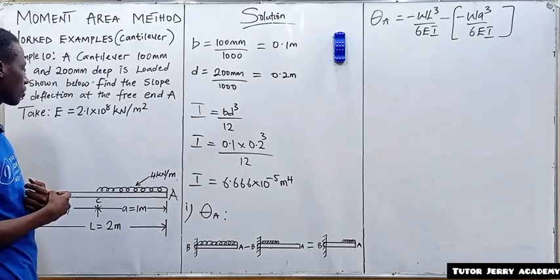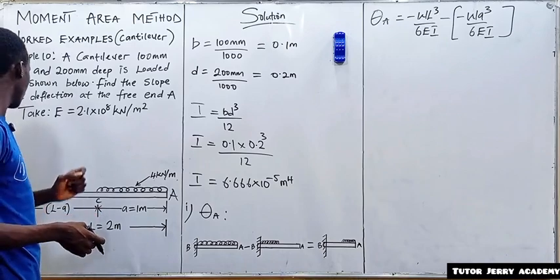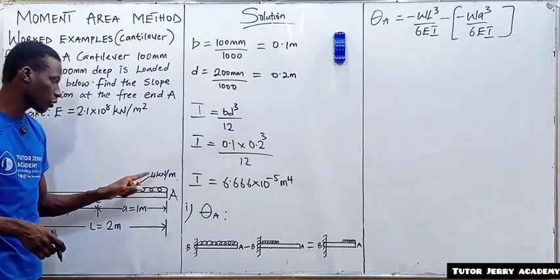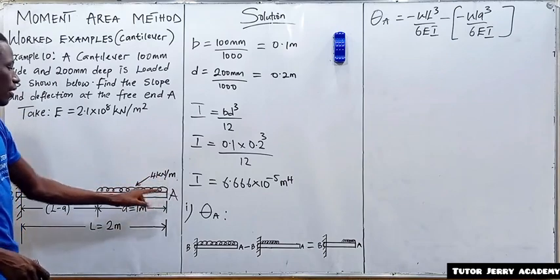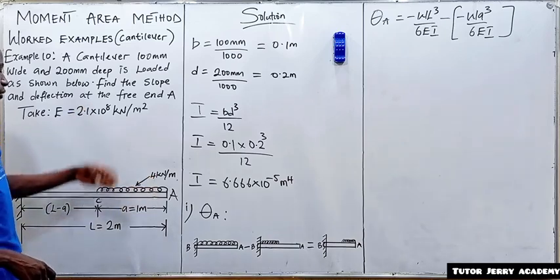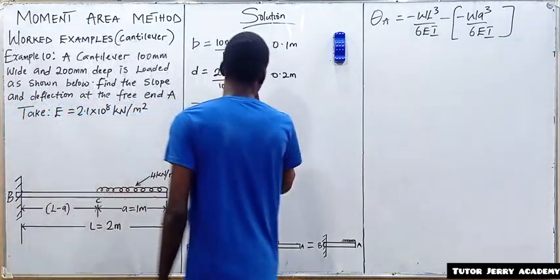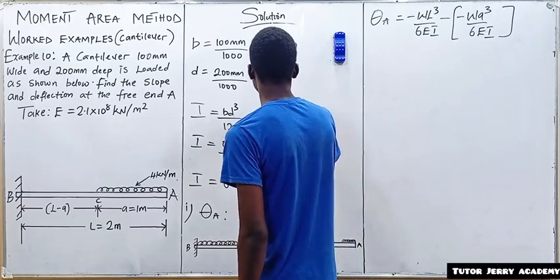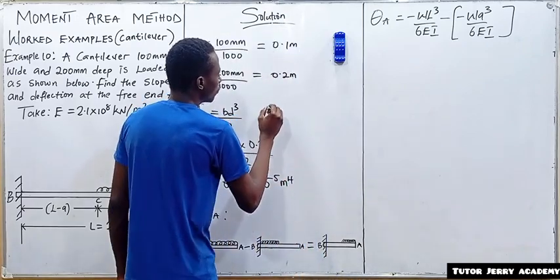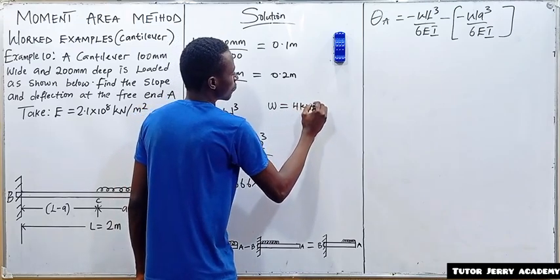So now we are going to be substituting our values into this equation. Before we substitute our values, take note, this is 4 kilonewton per meter. This is a partial load. It is uniformly distributed, so we need to convert it to a point load. How do we do that? We multiply 4 by 1. We know that W is equal to 4 kilonewton per meter.